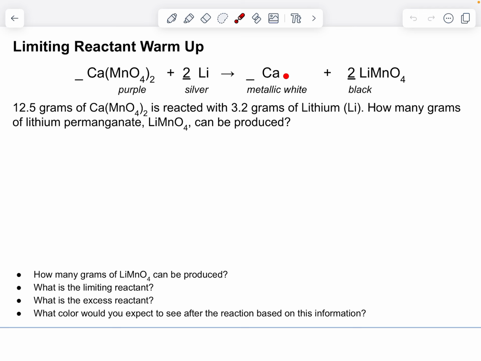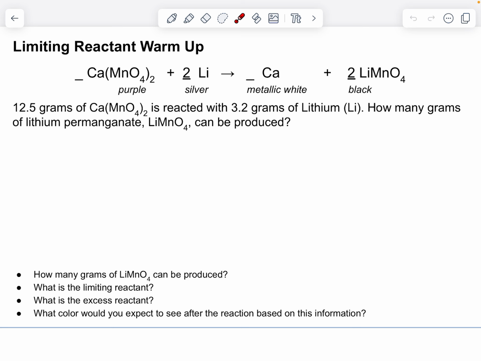and our products, which are on the right, we can use the colors to determine if products have been made. So if we see metallic white or if we see black, we can see that products have been made in the reaction. If we can see purple, that means that there is some of this calcium permanganate left. If we can see silver, that means that there's some lithium left. And when we can see purple or silver, we can see the colors of our reactants. That means that it is in excess. If we can't see the colors of our excess, that means they have been all used up.